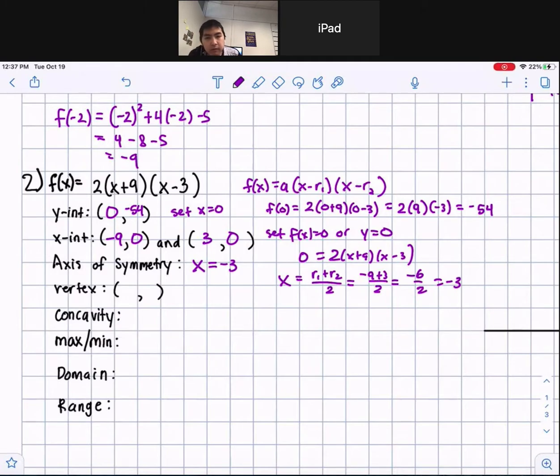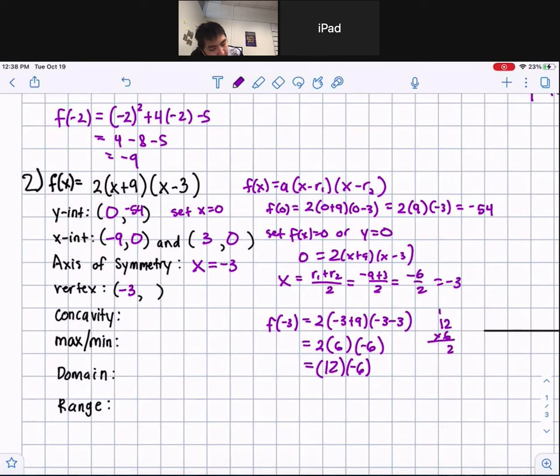So now, the axis of symmetry is the x-coordinate of your vertex. To find your y value, plug in -3 back into the original equation. Everywhere you see an x, it now becomes a -3. So 2 times -3 plus 9, you guys, is 6. -3 minus 3 is -6. 2 times 6 is 12, times -6. 12 times 6 is 72, so -72. And that's your vertex.